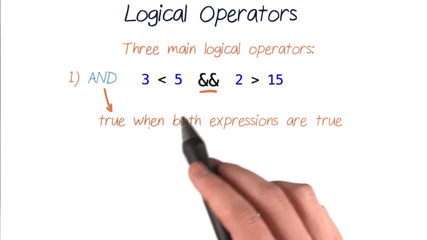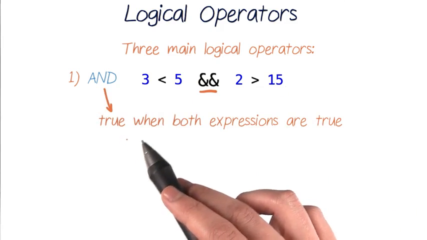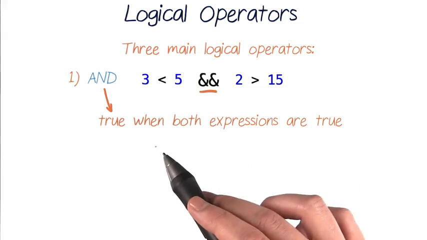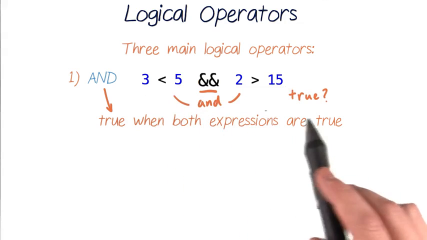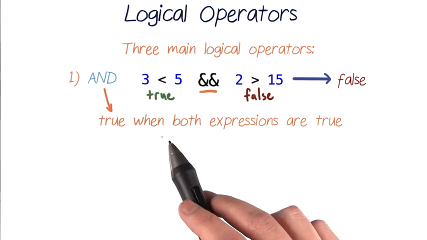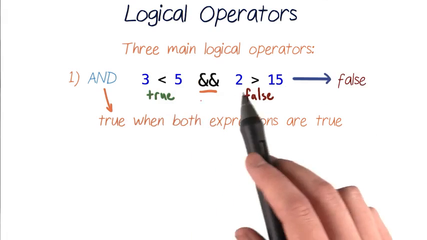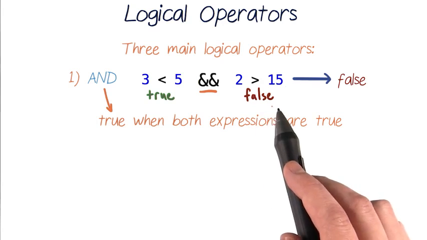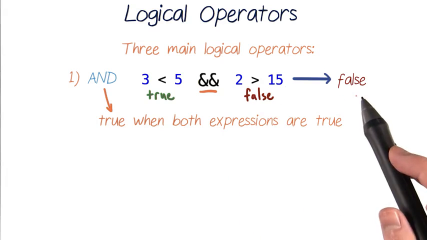AND combinations like this one are only true when both tests it combines, so the expressions to the left and to the right of the AND symbol, are also true. In other words, it checks if the left and the right expressions are both true. So in this example, the test 3 less than 5 is true, but on the right, 2 is not greater than 15, so this expression evaluates to false. And because just one of these expressions is false, this whole AND combination will evaluate to false.